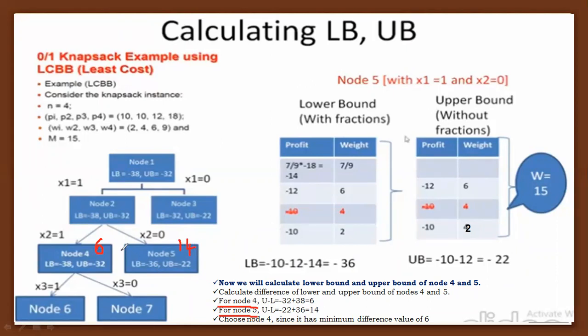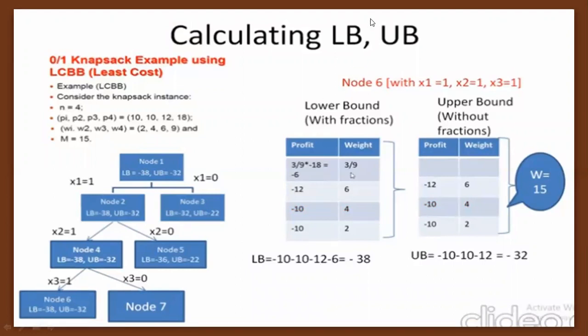Once you have the values 6 and 14, which one is minimum? 6 is minimum. Hence you can discard node 5 and you need to expand the tree for node 4 only. So here the tree was expanded for node 6.